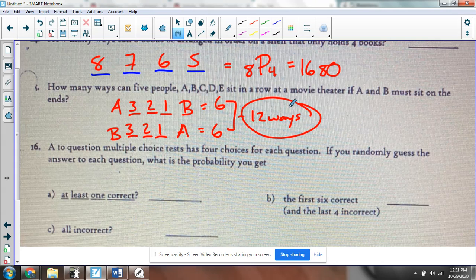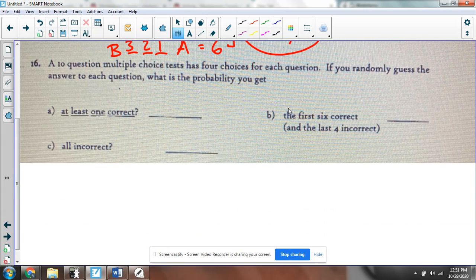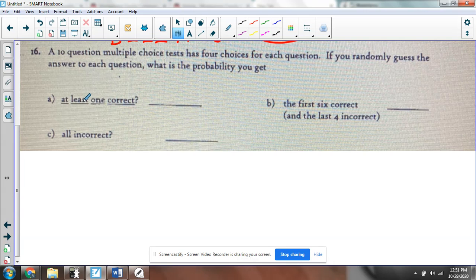Okay. A 10 question multiple choice test has 4 choices for each question. If you randomly guess the answer to each question, what's the probability you get at least 1? That's a hard problem because you have to figure the probability of 1 and 2 and 3 and 4, all the way up to 10. So let's just find the probability of none correct, and we'll subtract that from 1.